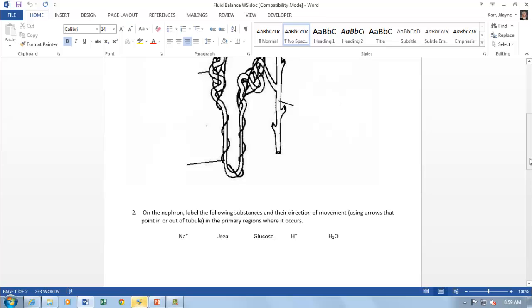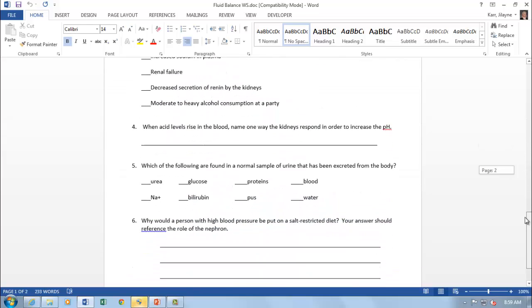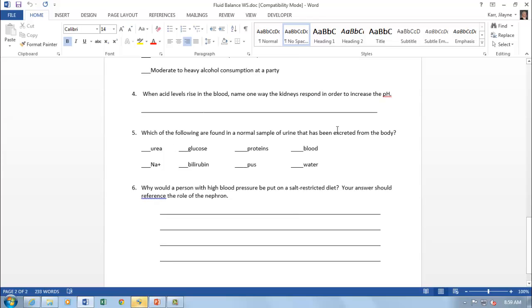What should we see in a normal sample of urine? Should we see urea in a normal sample of urine? Yes, it's a waste product from protein metabolism. Should we see sodium? Yes, we definitely don't have a problem with excesses of sodium. Should we see glucose? No. Bilirubin? Yes, that's a breakdown of red blood cells. That's what makes our urine yellow, is bilirubin.